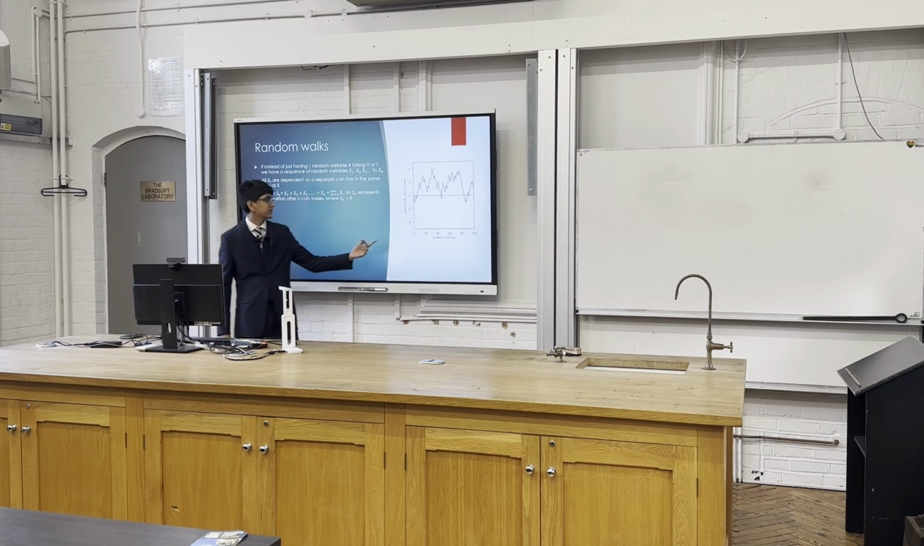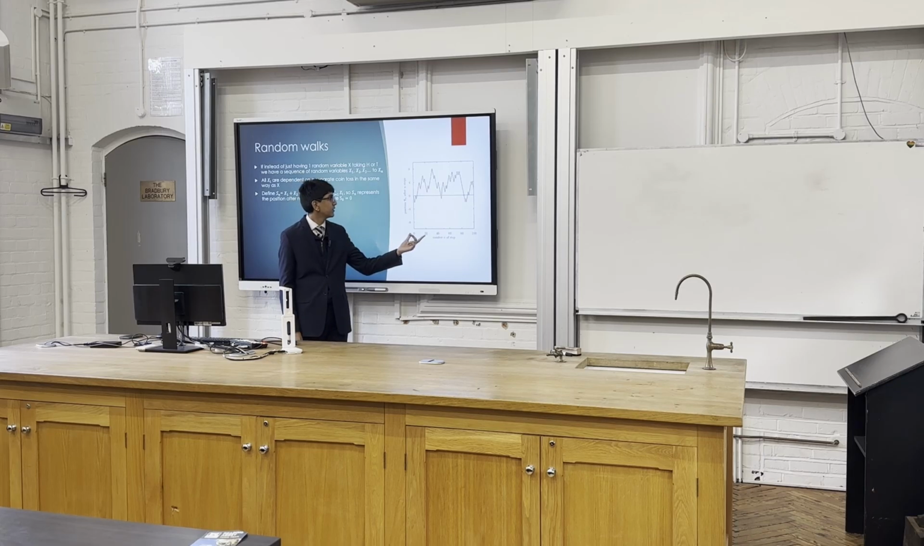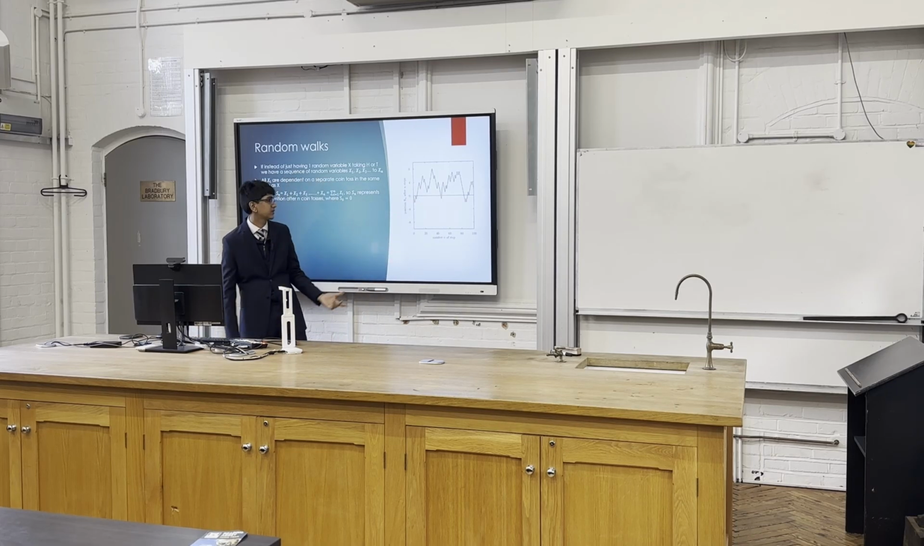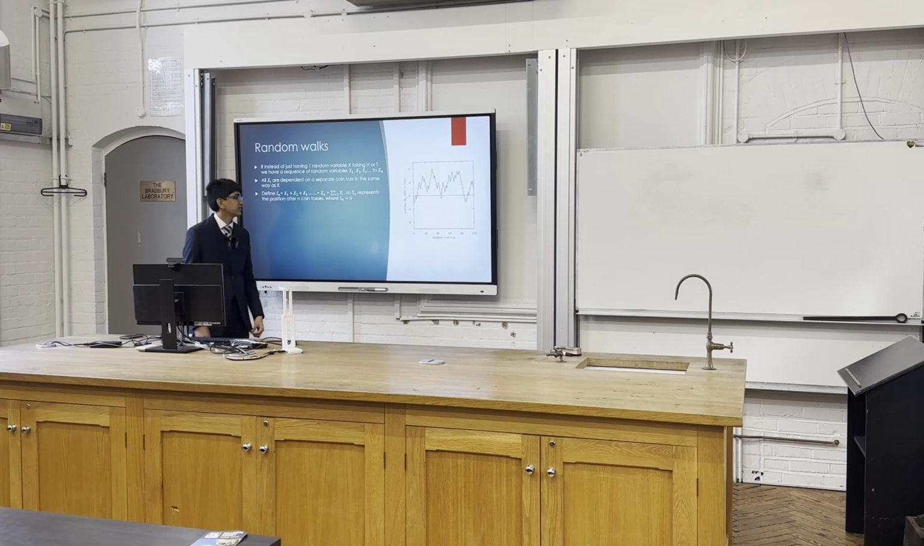So for example, this graph is an example of it. After 20 steps, we're roughly about 4, so +4. So S0 is equal to 0, so we're starting at the origin, basically.